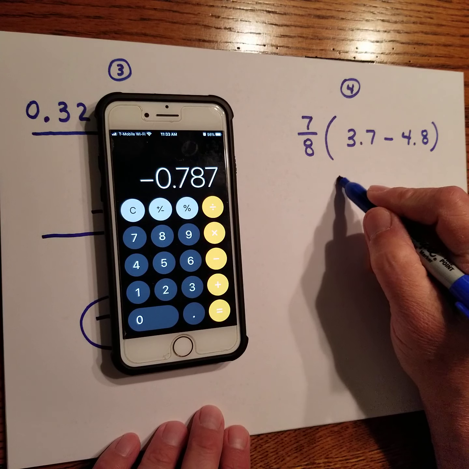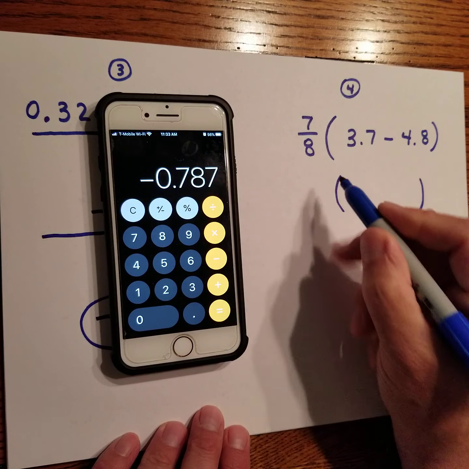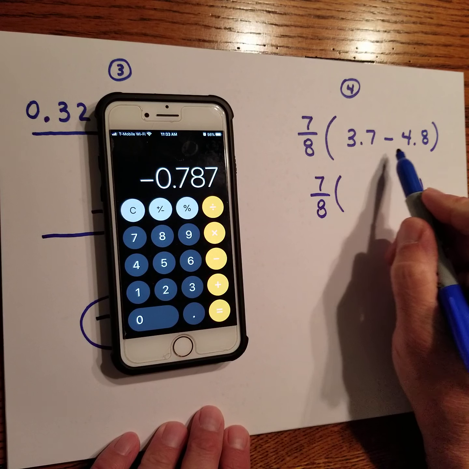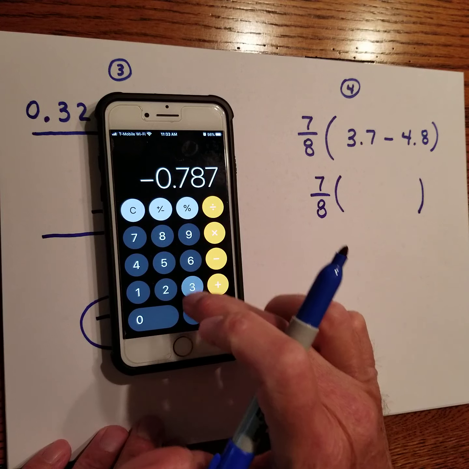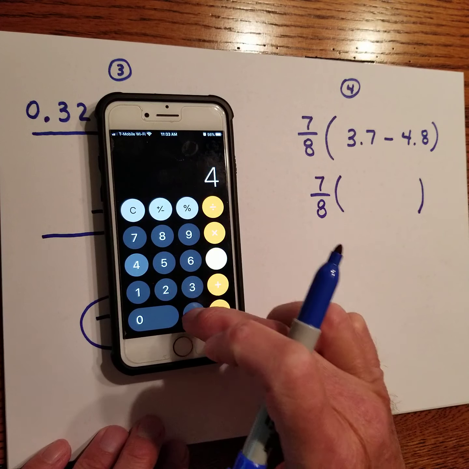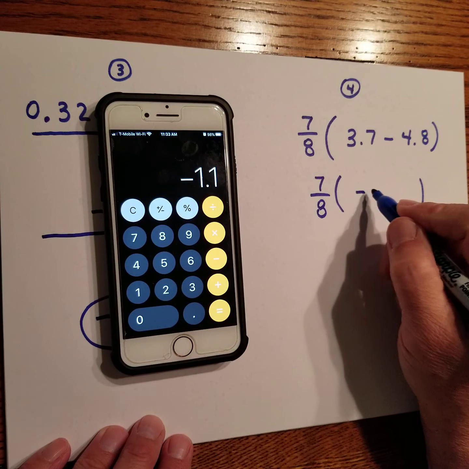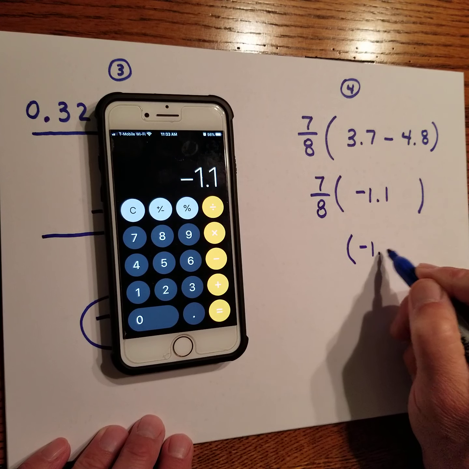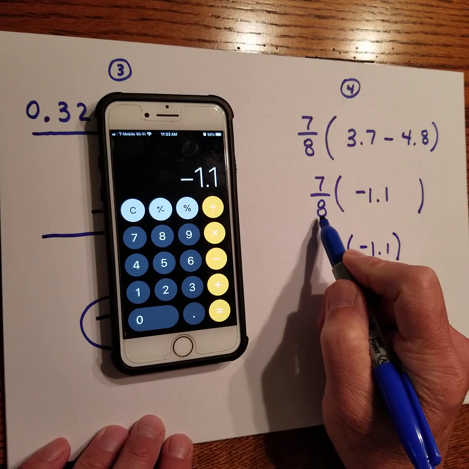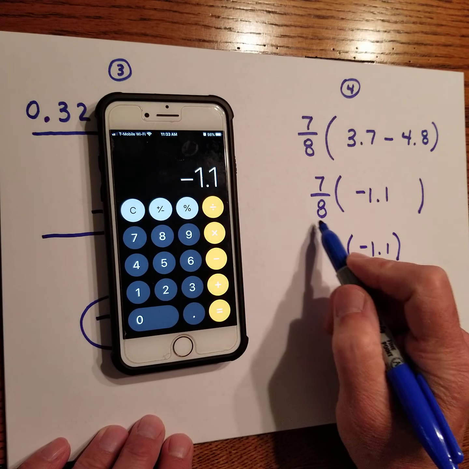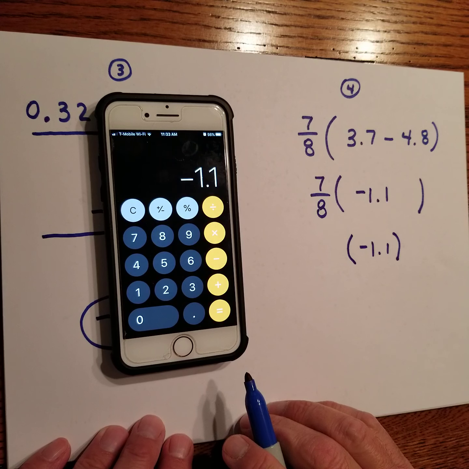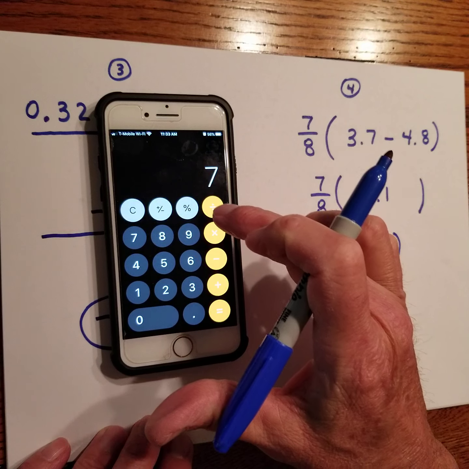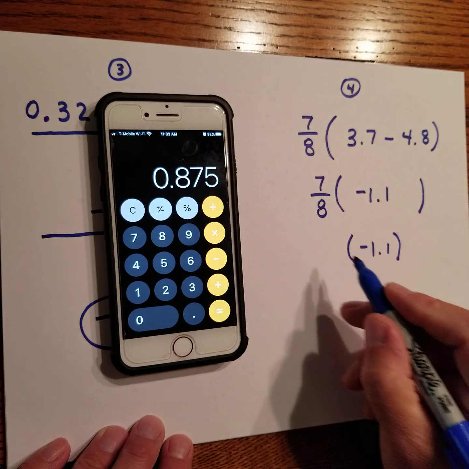For number 4, let's start in the parentheses. I'll copy the 7/8. 3.7 minus 4.8. 3.7 minus 4.8 is negative 1.1. Copy that. And since we're using a calculator, let's change this fraction into a decimal. I'll go 7 divided by 8. 7 divided by 8 is 0.875.